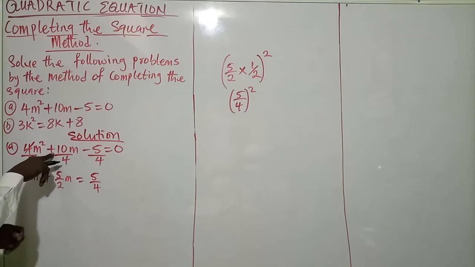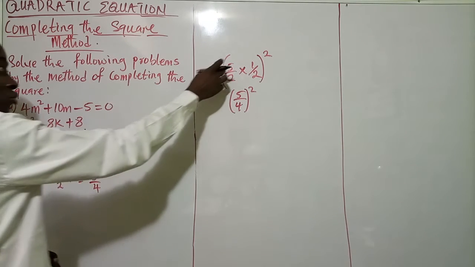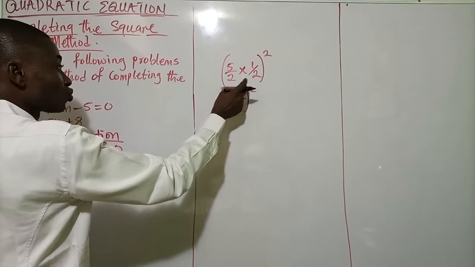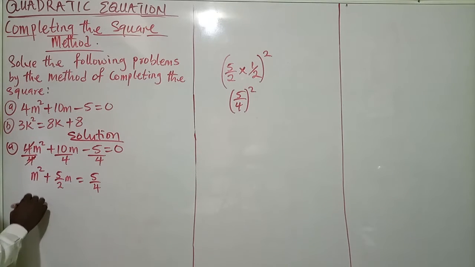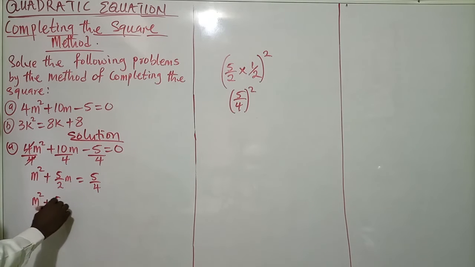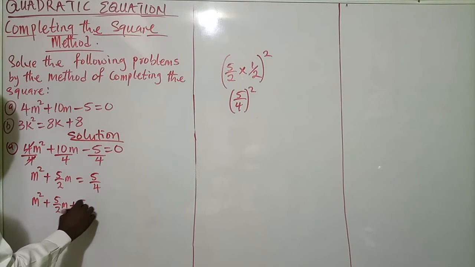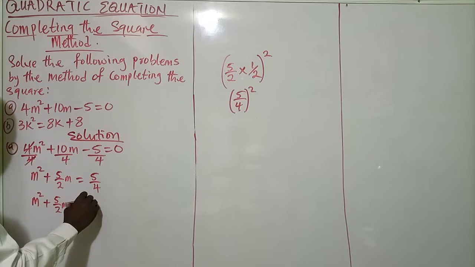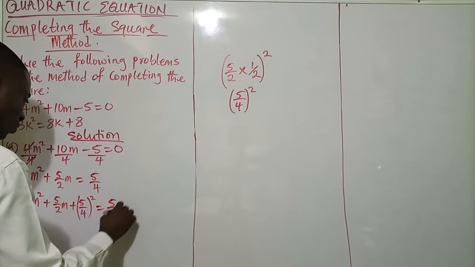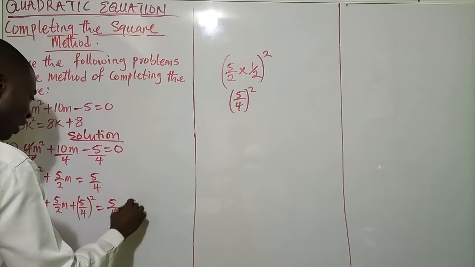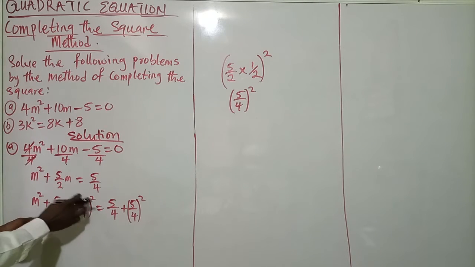Remember, if it is minus, you would have minus 5 over 2. But because it is plus, I just wrote plus here. So we are adding the square of 5 over 4 to both sides of the equation. So that is m squared plus 5 over 2m, and adding this to both sides, plus 5 over 4 squared equals 5 over 4 plus 5 over 4 squared.